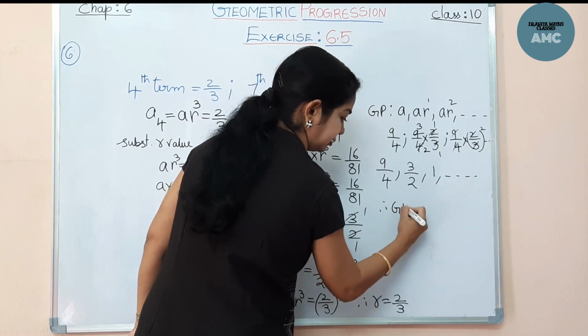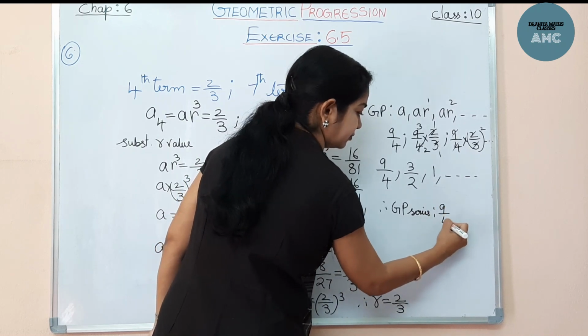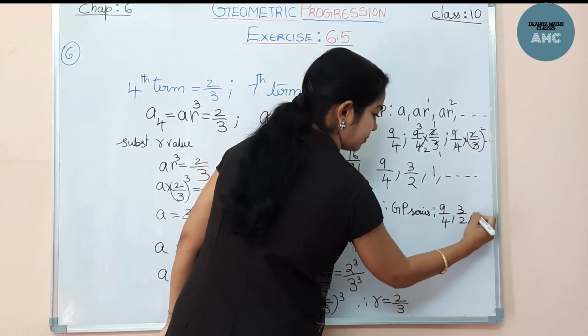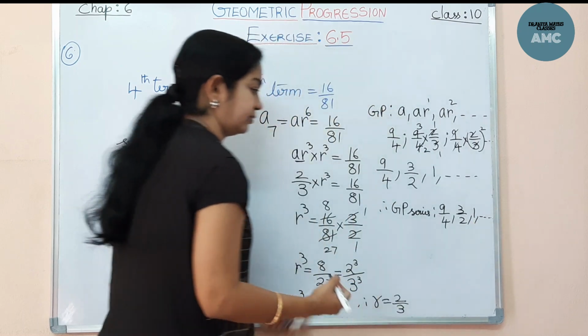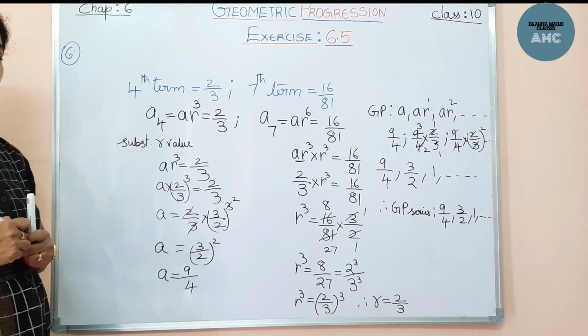Therefore, the GP series is 9 by 4, 3 by 2, 1 and so on. We found only 3 terms. That is the GP series, right? Now quickly pause the video and note it down.